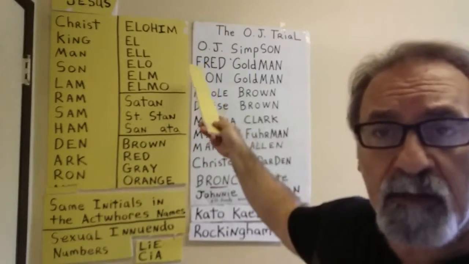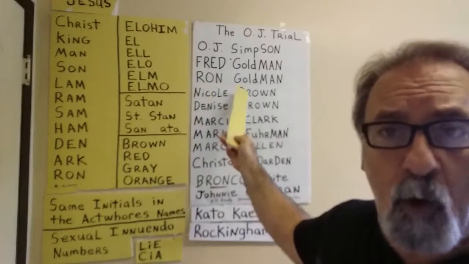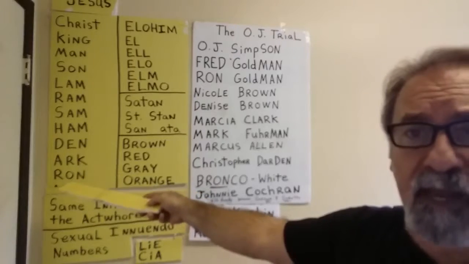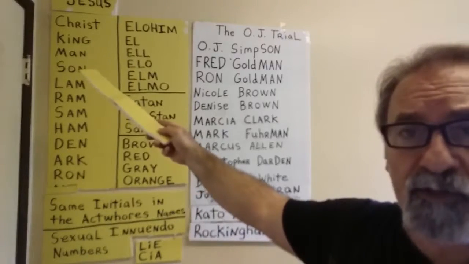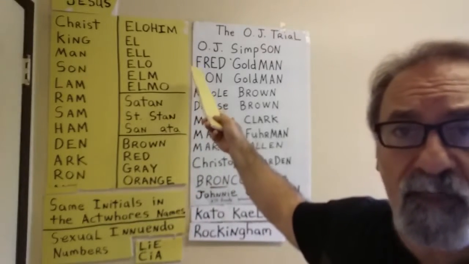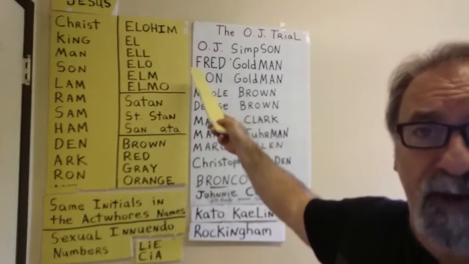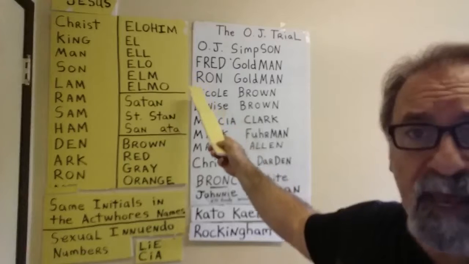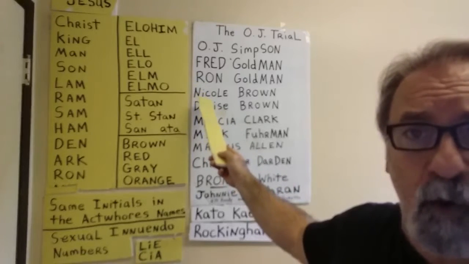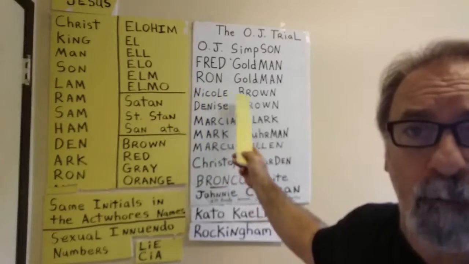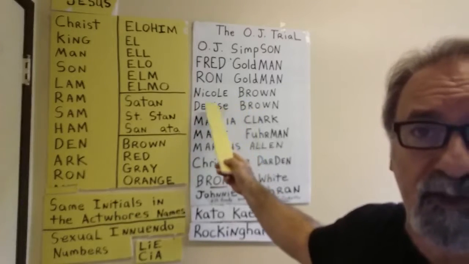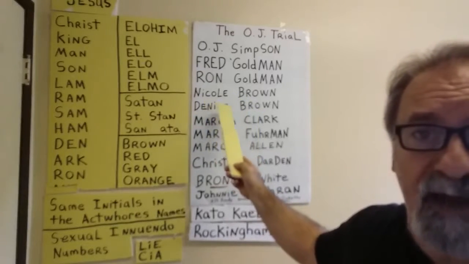And then who did he kill? He killed a Ron Goldman. So you got the Ron and the man. I told you the Ron is right there. And then you have the man, you understand? And then who was his father? Fred Goldman. And what does Fred have? He's got the red. Okay, you see that in Fred. And then who did he kill besides Ron Goldman? He killed a Nicole Brown. And this is her sister, Denise Brown. So what do these women have?